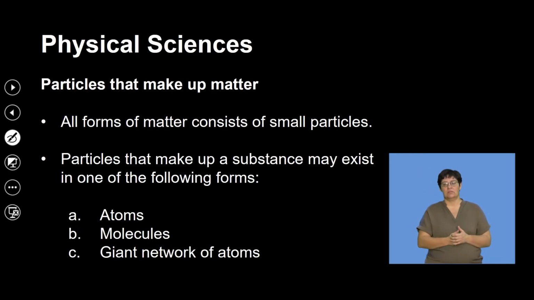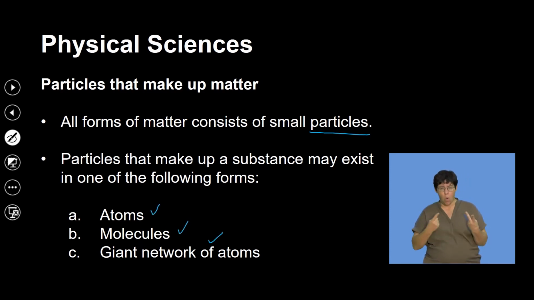We know that particles that make up matter exist in different forms: a solid, a liquid, or a gas. For the purpose of this discussion, we made reference to water as a sample of substance. All forms of matter consist of small particles. These particles can be atoms, molecules, or giant networks of ions or atoms, which is actually ionic compounds. Atoms make up what forms of matter? Atoms make up elements.